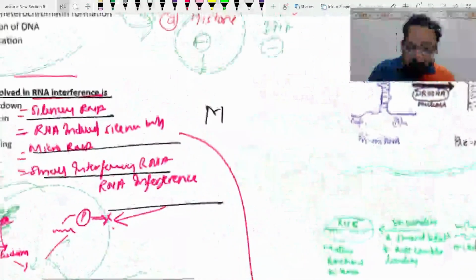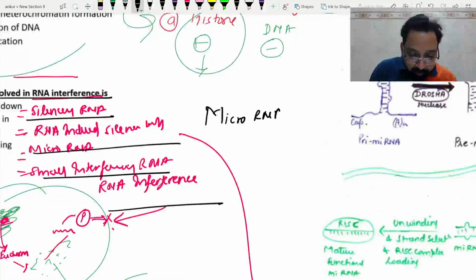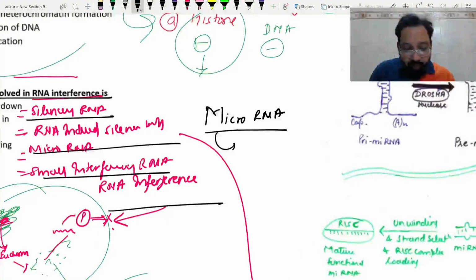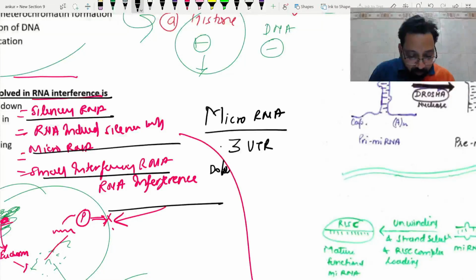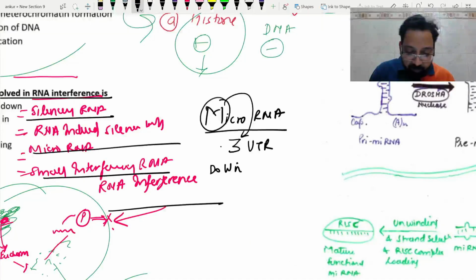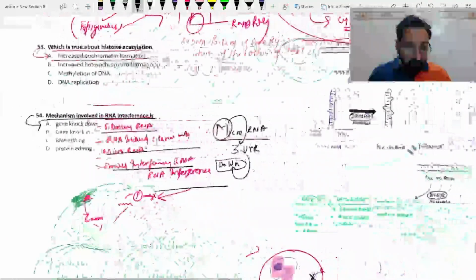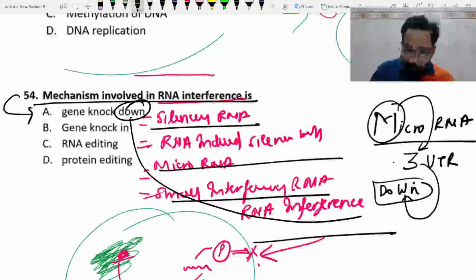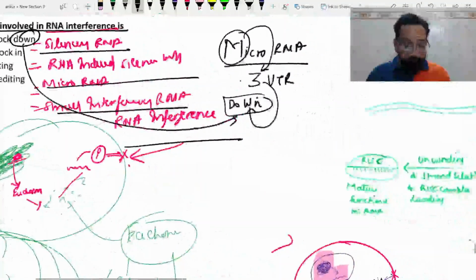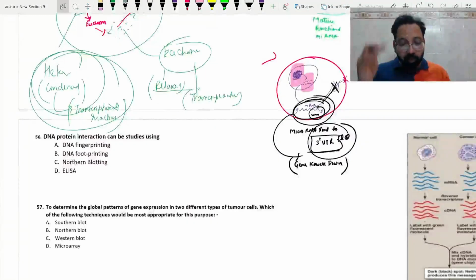Okay, how will you remember microRNA? MicroRNA, yes, binds to M. If you rotate it once, it looks like 3 untranslated region, and it causes gene knockdown. DOWN. So if you rotate M once, it becomes 3. If you rotate it once, it becomes W. Gene knockdown. Okay, got the point? See, knock in, knock out, sometimes you may get confused. So you will remember 3 and W.